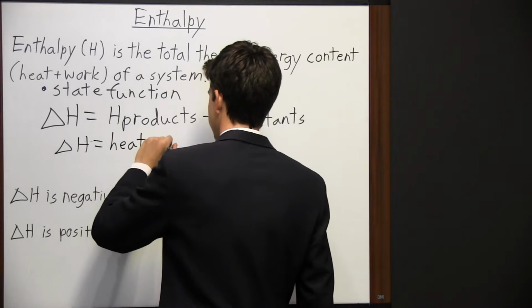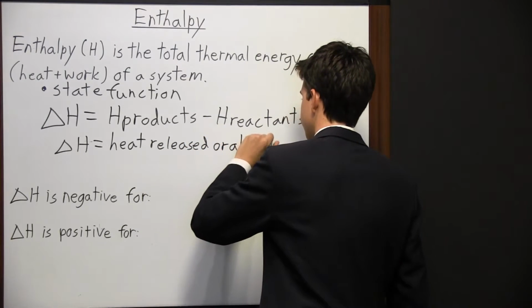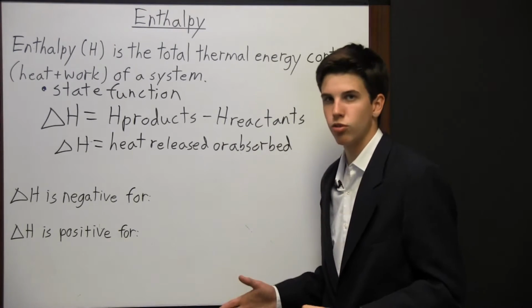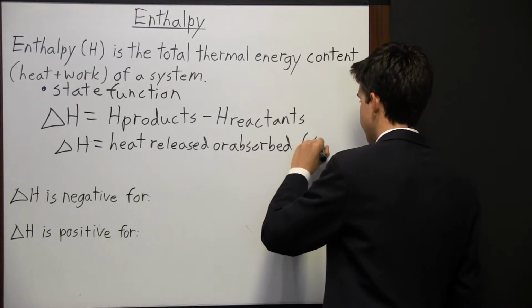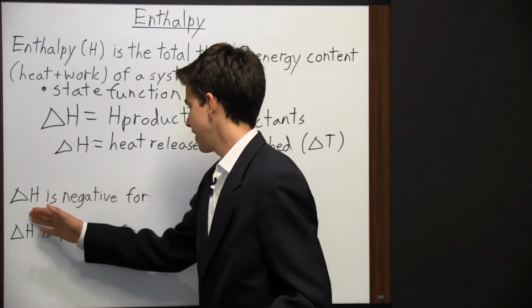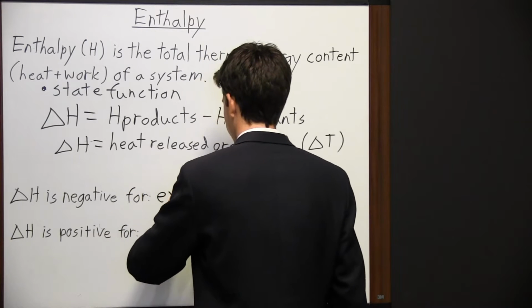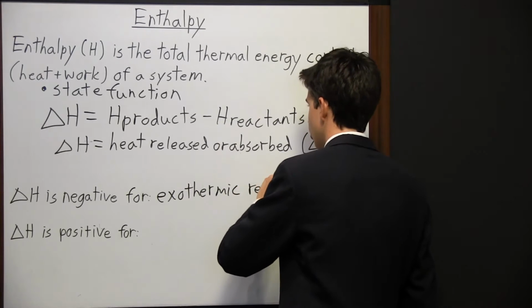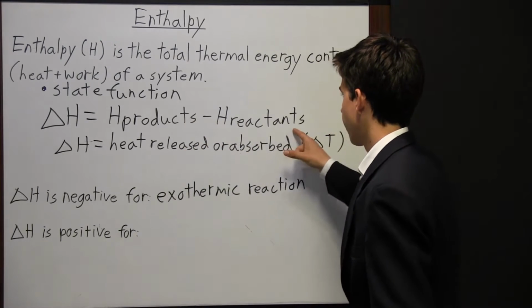So we can set change in enthalpy equal to heat released or absorbed. And we can measure the heat that's being released or absorbed, so we can measure the heat flow by change in temperature, which is this symbol right here. Now, change in enthalpy is negative for exothermic reactions. So in exothermic reactions, the enthalpy of products is smaller than the enthalpy of reactants.